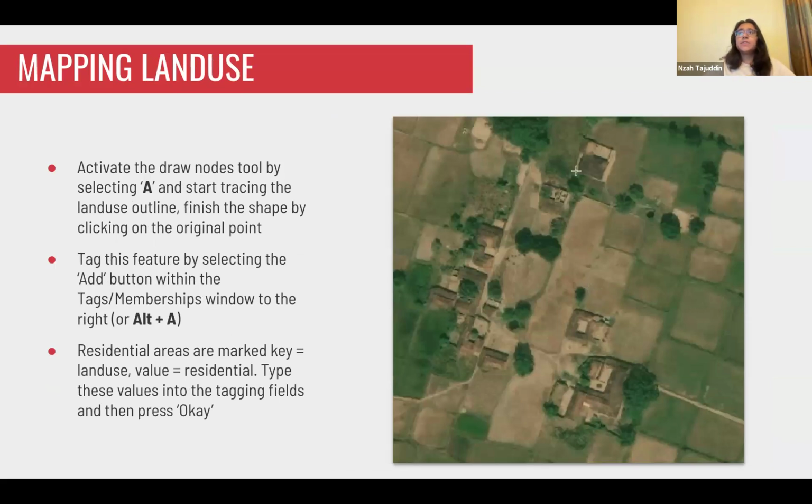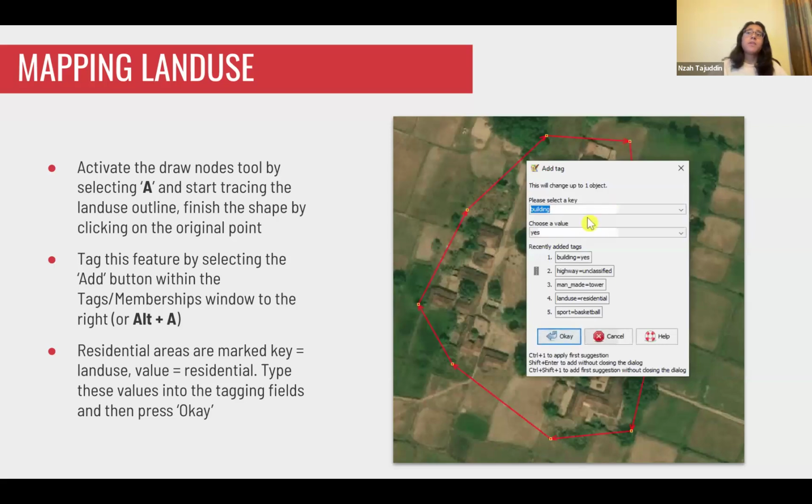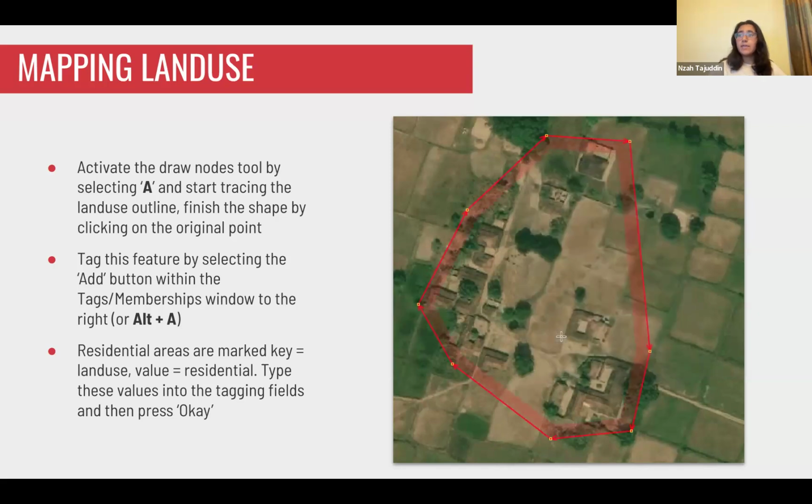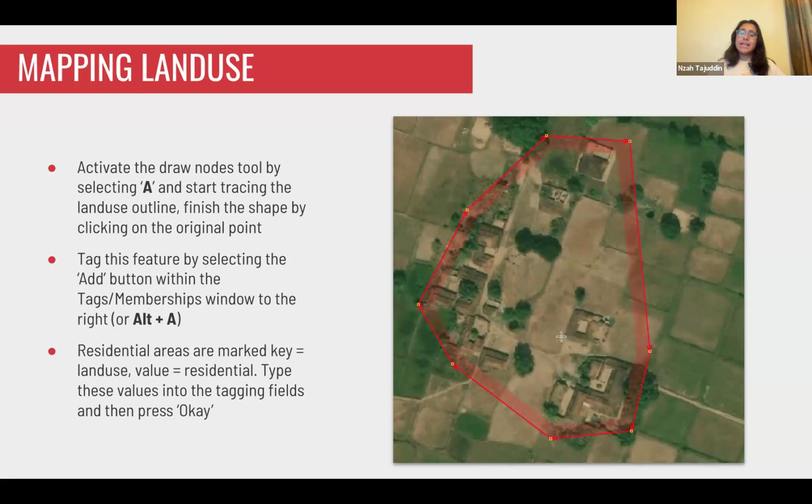To map land use, you want to activate the Draw Nodes tool by selecting A and start tracing the land use outline, finishing by clicking on the original point to create a polygon. You can tag this feature again with Alt-A, or you can do it by hitting the Add button in the Tags and Memberships window, or you can use one of the presets, and I'll show you how to do all of these options in the demo. Residential areas are marked with the key equals landuse and the value as residential. Type these values into the tagging fields, and then you want to press OK, just like with tagging any other feature.